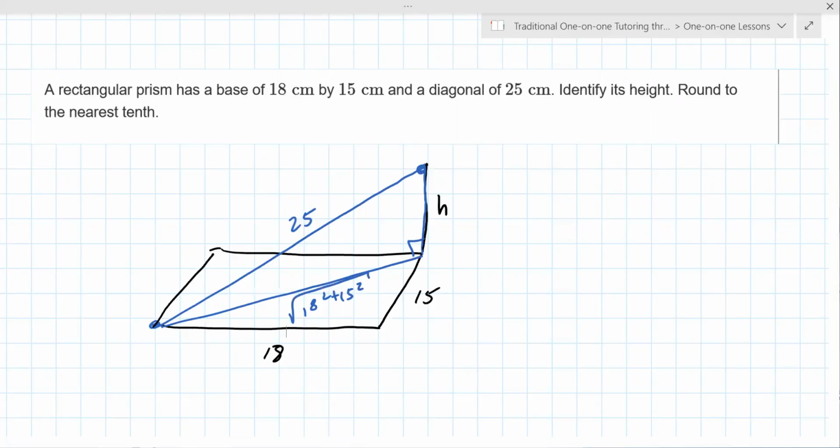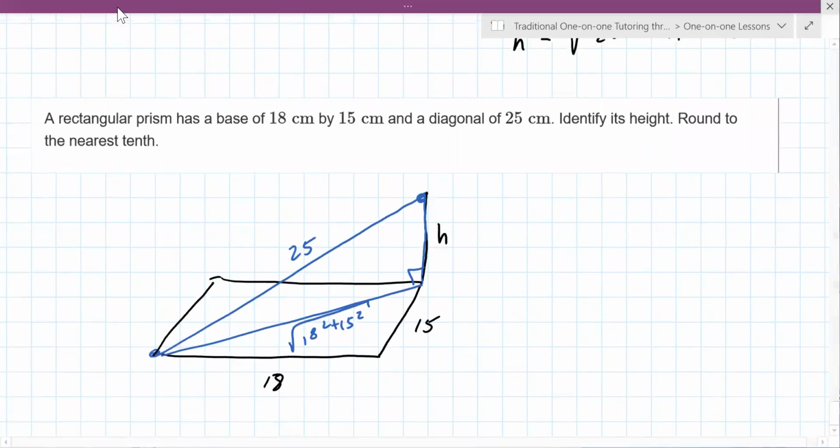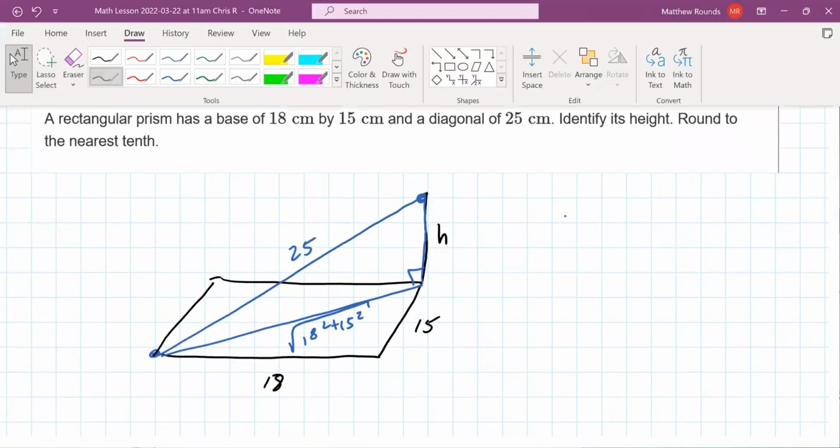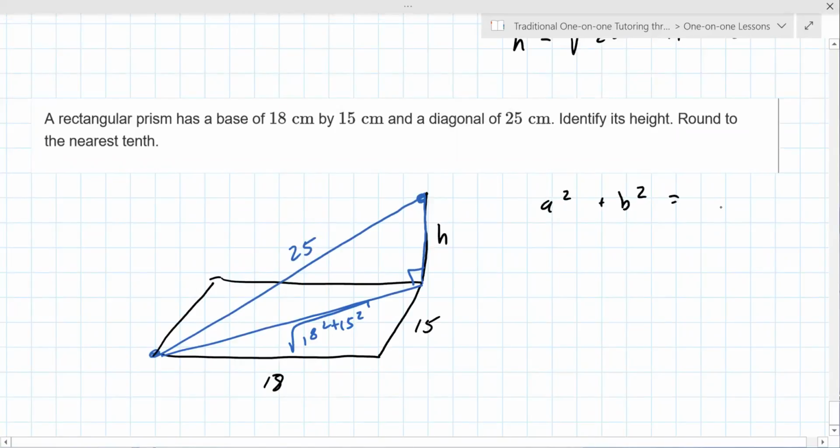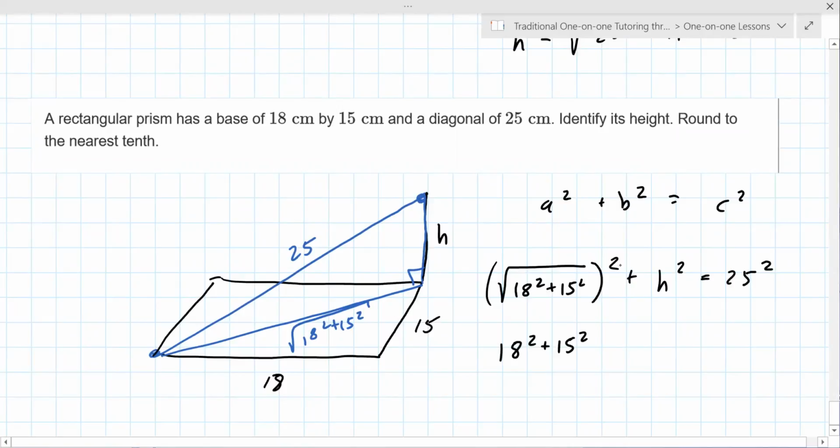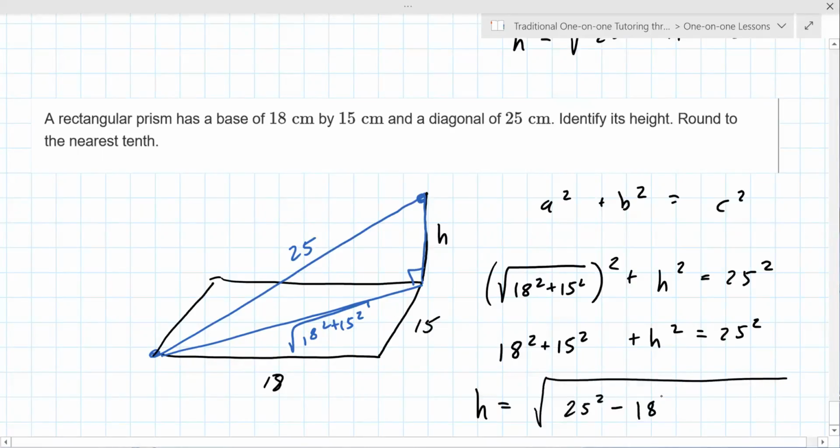Yes. So now you can do your official a squared plus b squared equals c squared. Your a is going to be the square root of 18 squared plus 15 squared, squared, plus, this time, h squared equals 25 squared. And as you said, the square undoes the square root. So your h this time is the square root of 25 squared minus 18 squared. Sorry, I didn't mean to interrupt you. No, it's okay.